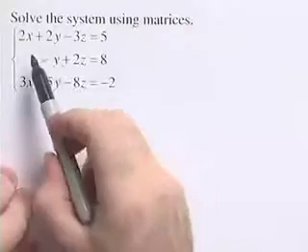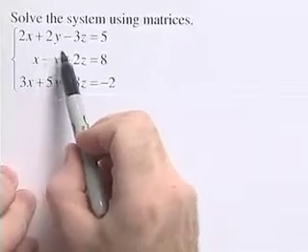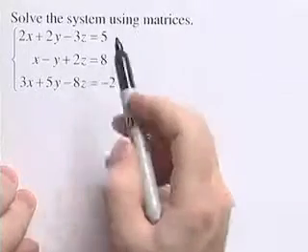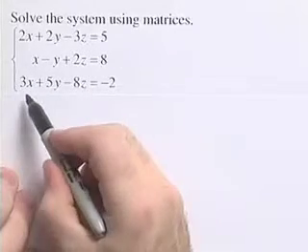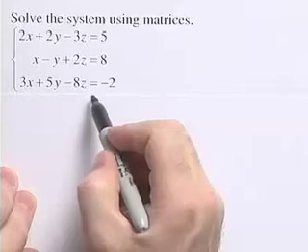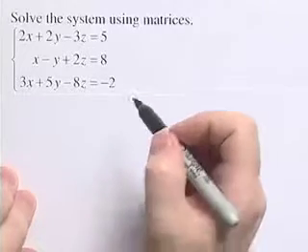We're going to solve another system of equations using matrices. We want to solve this system: 2x plus 2y minus 3z equals 5, x minus y plus 2z equals 8, and 3x plus 5y minus 8z equals negative 2.